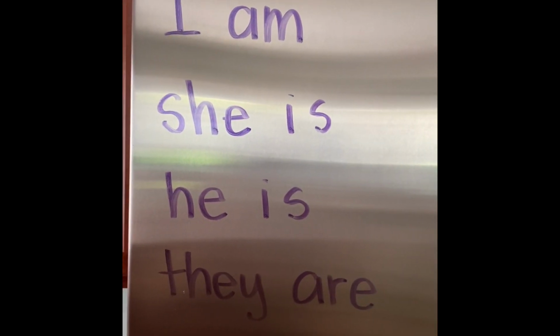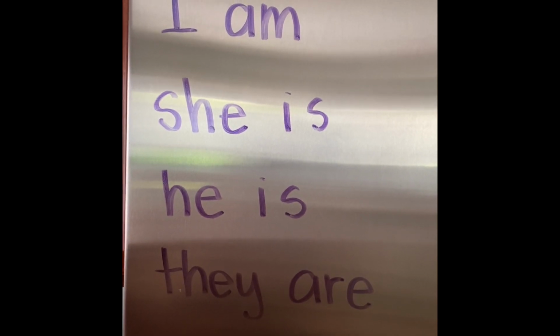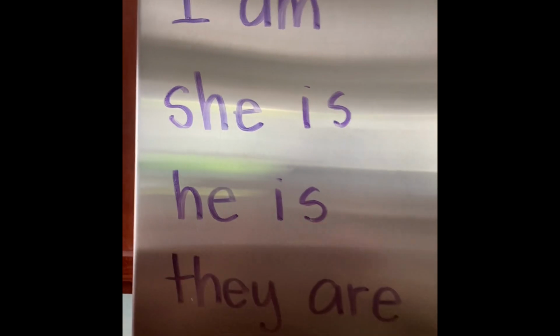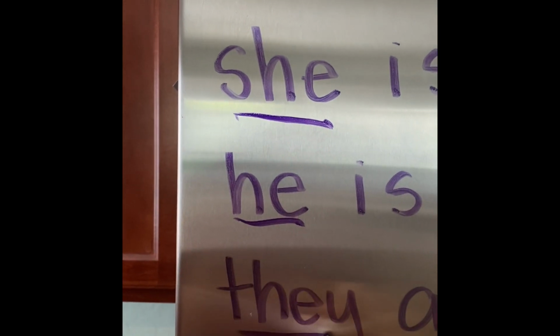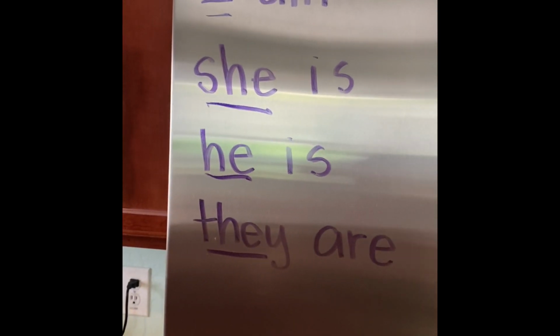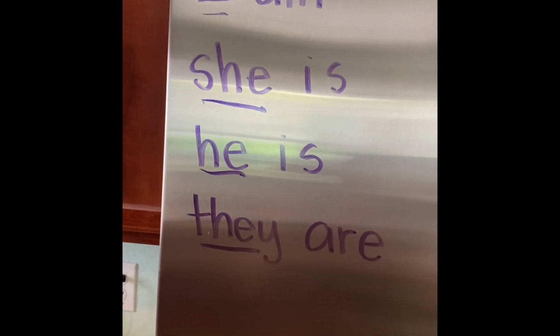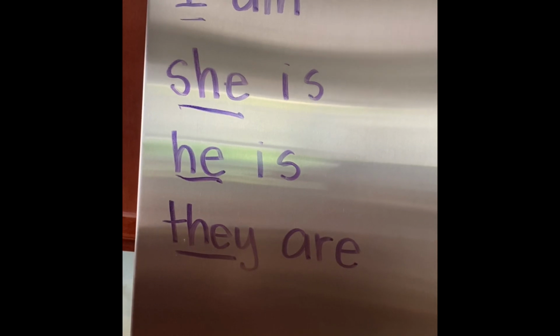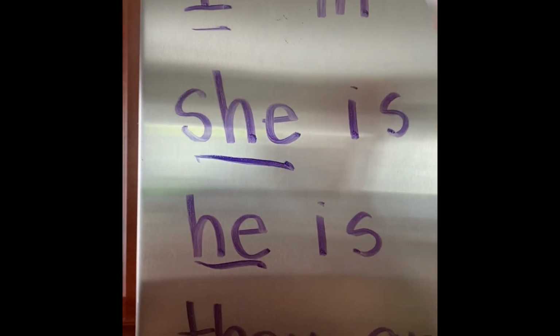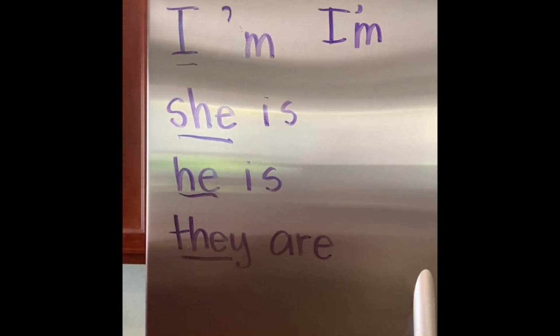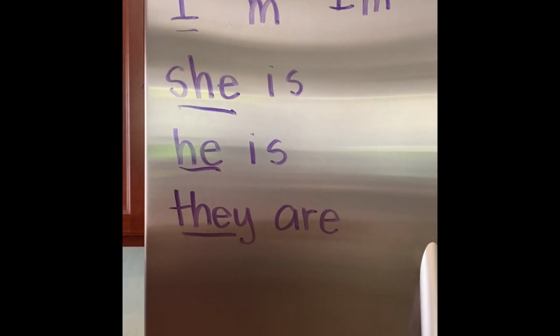Okay, so I want you to look at our two sets of words. I am, she is, he is, they are. Now, what are the pronouns? The pronouns are I, she, he, they, just as a refresher. The verbs are am, is, and are. So, in order to make a contraction with these two words, for I and am, we are going to take off the A and add a what? An apostrophe to make a new word, I'm. Instead of I am really hungry, we can say I'm really hungry.